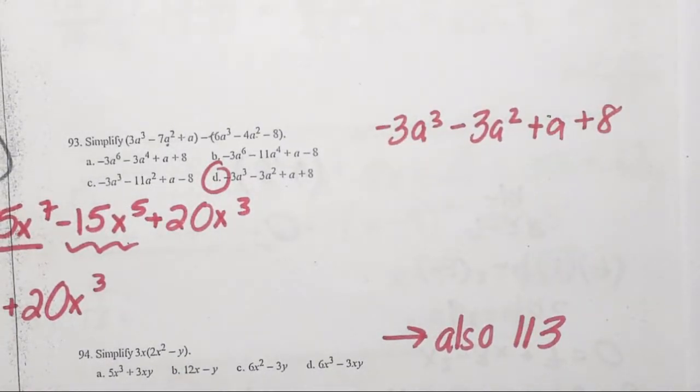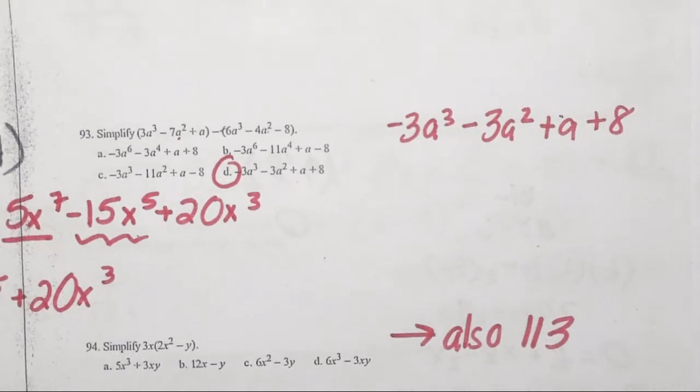Most people are going to make a tiny, tiny sign error at the very, very end, and they're going to pick, probably so. They're going to think it's supposed to be a minus 8, so they're going to go with either B or C, because they're going to make a sign error. I know it. I can see the future.